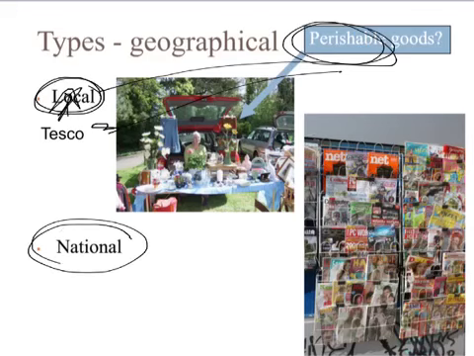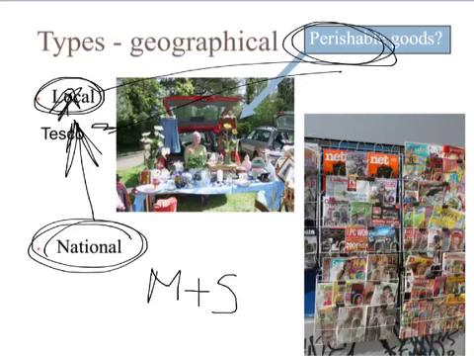So you can have a national market which we then break down into a local market. So in that example then, Marks and Spencer's might advertise nationally but have lots of different local stores, so they still operate in a local market.